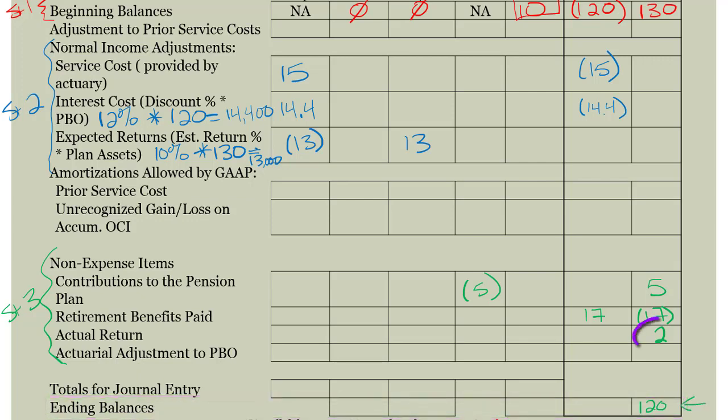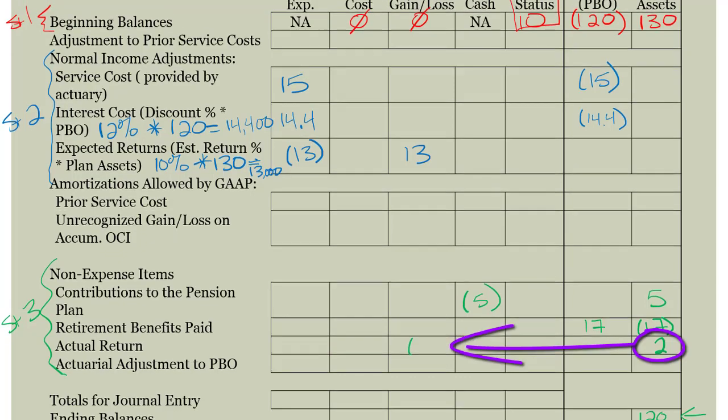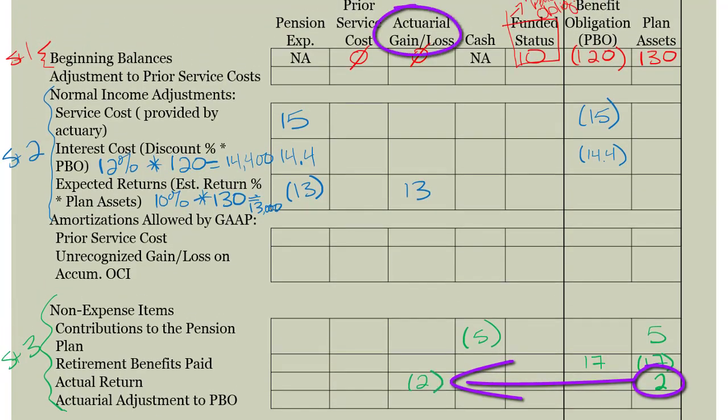Now we've got that $2,000, and the natural thing to do with that would be to say, oh, well, that's going to reduce pension expense. Let me just put that over there because I actually earned this money, but we don't do that. Instead, we're going to put it here in our actuarial gains and losses.